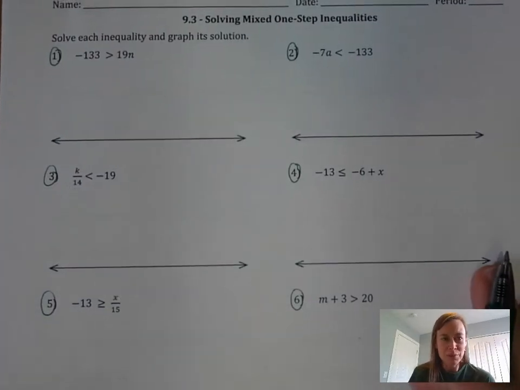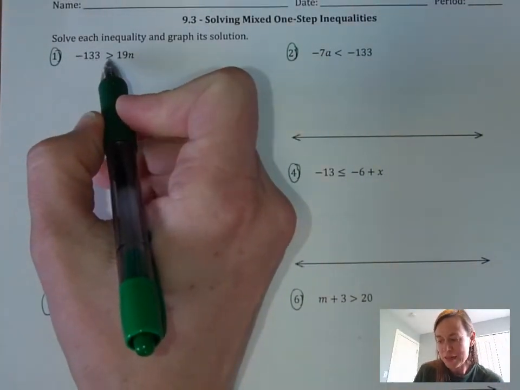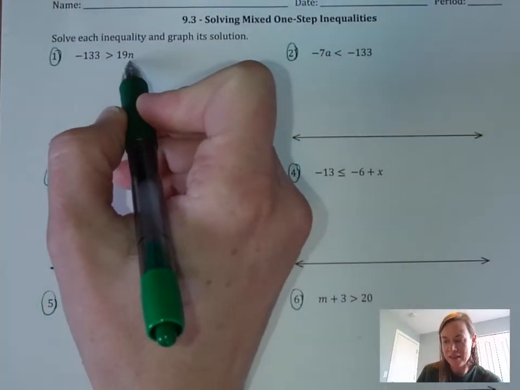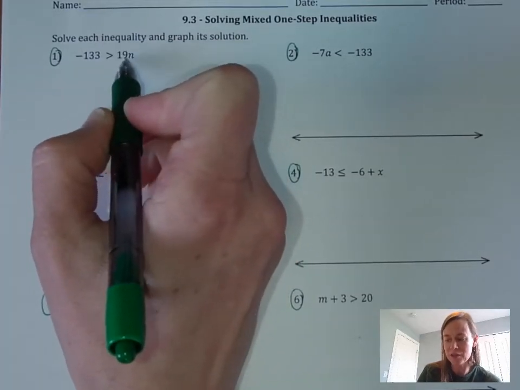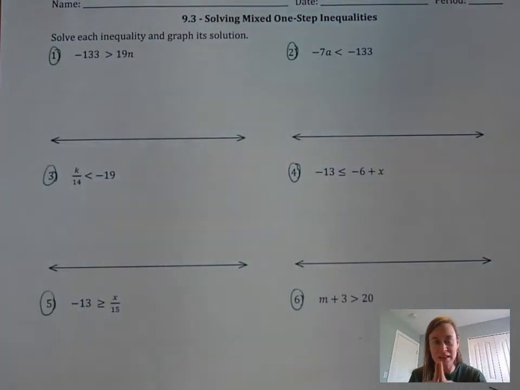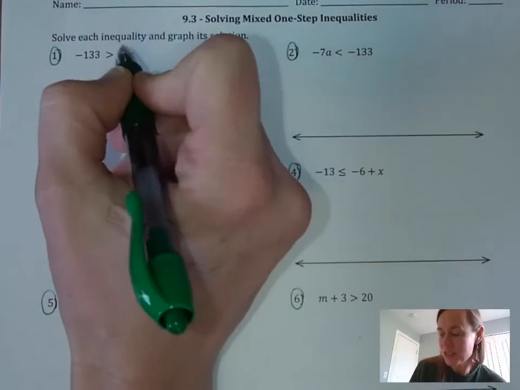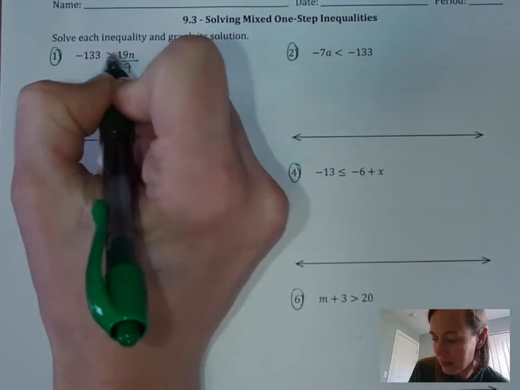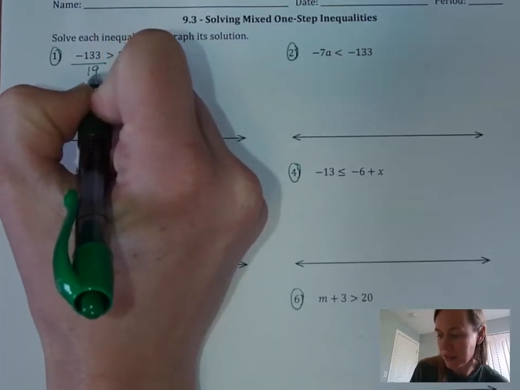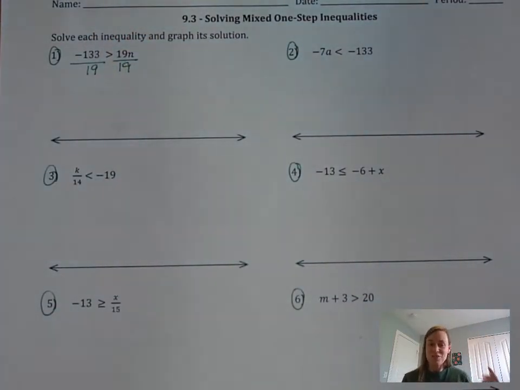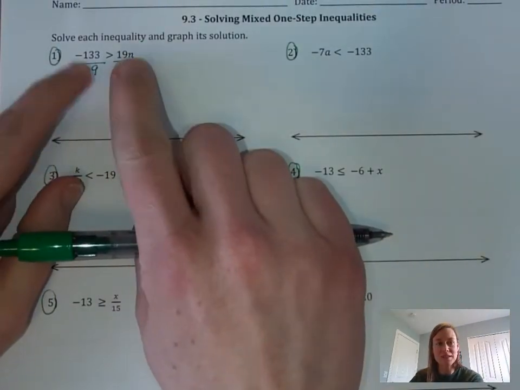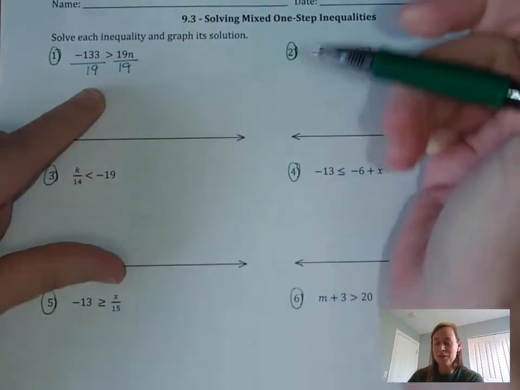All right, in problem number 1 you have negative 133 is greater than 19n. Now we know that these are multiplied together because they're right next to each other, the 19 and the n. So let's undo that multiplication by doing the opposite of multiply, which is to divide by 19. So just like solving an equation, you're going to divide by 19 on both sides. Now you have to be careful when you're multiplying and dividing, because if you multiply or divide by a negative, you have to flip the sign. Did we do that here? No, we're dividing by a positive number, so no sign flipping is required.